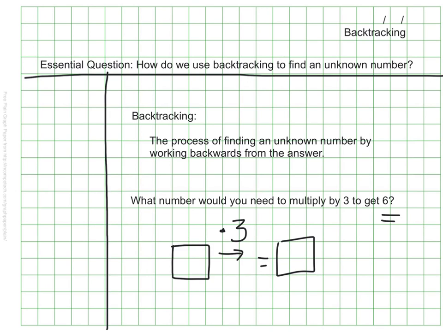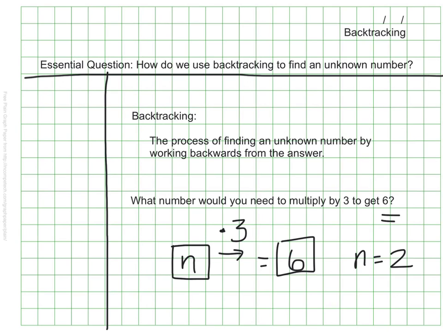We could think to ourselves, well, some number, here's a variable that represents my missing number, times 3 equals 6. Right? So we could say to ourselves, oh, right, 2 multiplied by 3, because 2 times 3 would give us 6. So the unknown number we're looking for is 2.